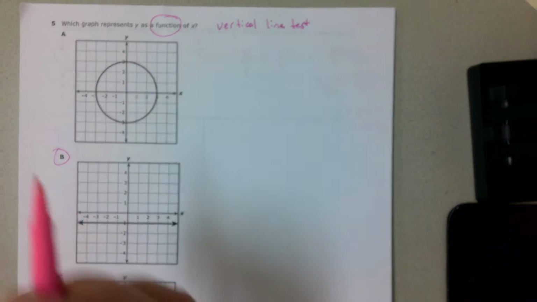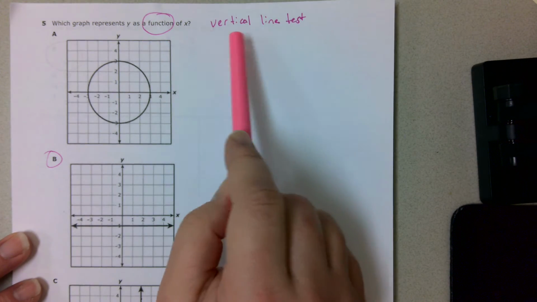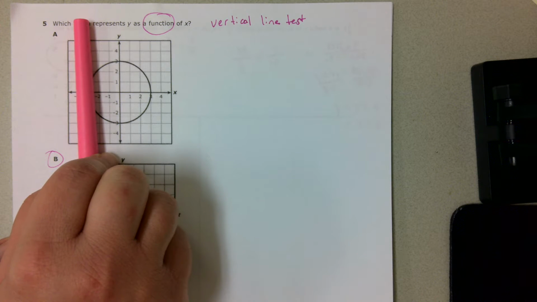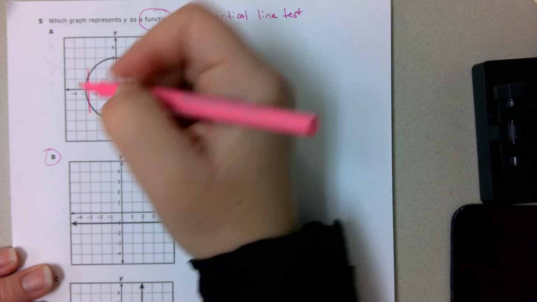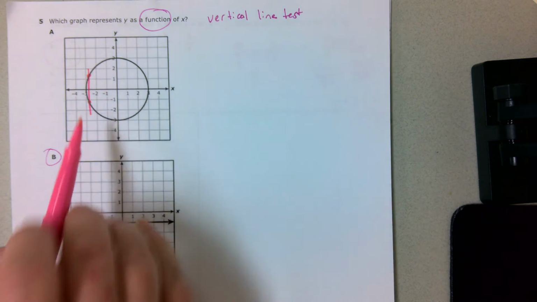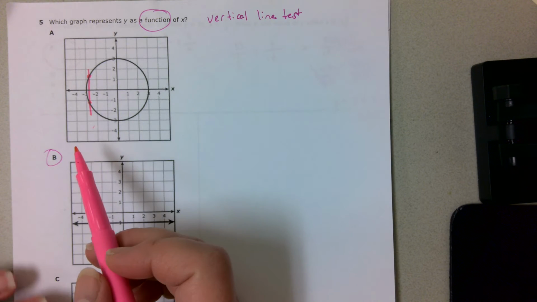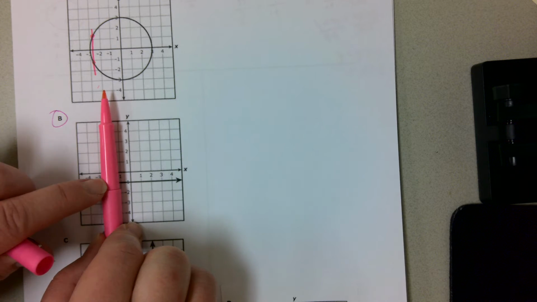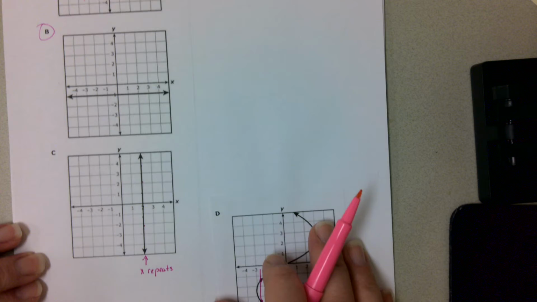Number 5, which graph represents y as a function of x? So when we're given graphs, we're going to do a vertical line test. Take your pen or pencil, and as soon as that hits in more than one place, so like right here, that's my pencil or pen, that one line is hitting right here, which means x is repeating. So x is repeating in this entire circle. B, when I run my pen across here, it's only hitting in that one place on that line. So B, this is a function.